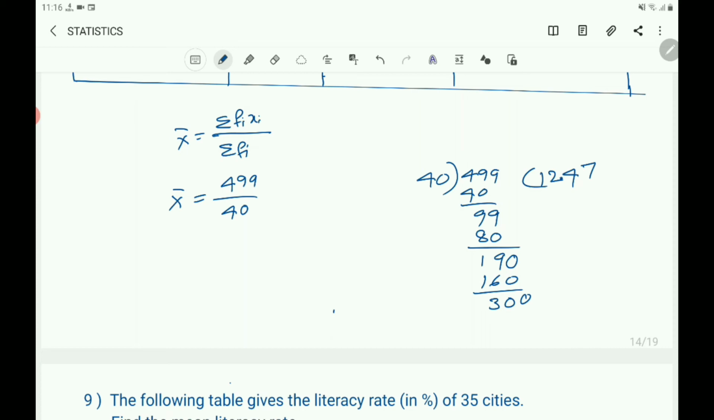If you put 0 here, 40 7s are 280. And 20 you will get. 40 5s are 200. So you will get x bar equals 12.475, or you can write 12.47. Therefore, the mean number of days a student was absent.